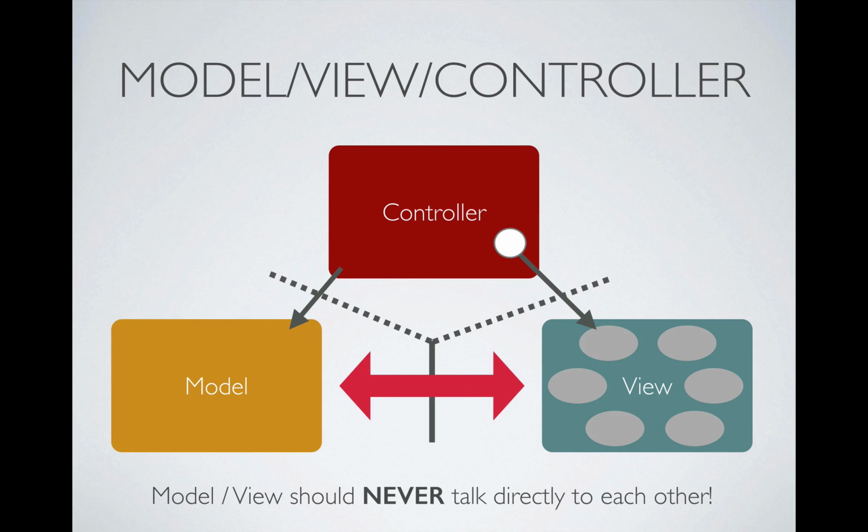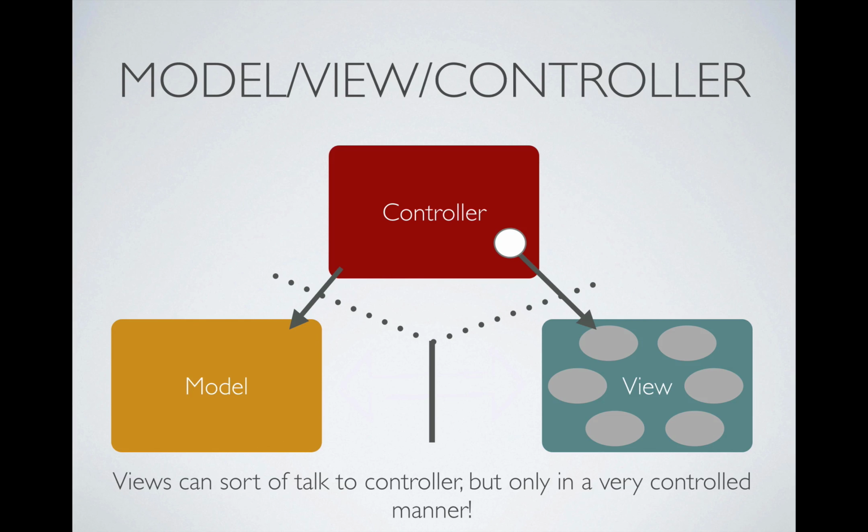Now, it's very important that the model and the view never talk directly to each other. So we've drawn that as a solid line here. This is not good. We don't want to create unnecessary dependencies. So the view is independent of the model and vice versa, and any interaction between them happens via the controller.